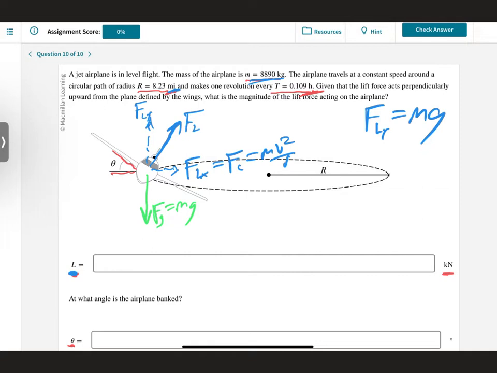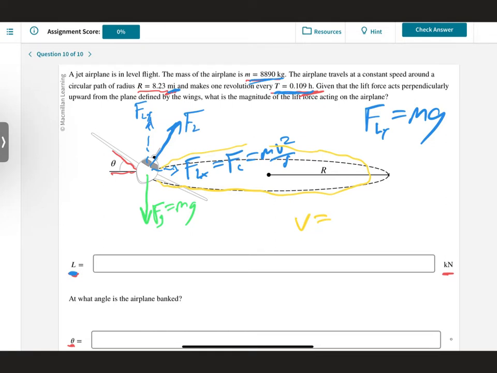But we do have the time it takes to complete one full circle. That's what the capital T means. It's the period. That's the time it takes to go all the way around the circle and come back to where it started. So the time to complete one rotation. If I want to know how fast it's going, I take how far it went and divide by how long it took. That's the average velocity.